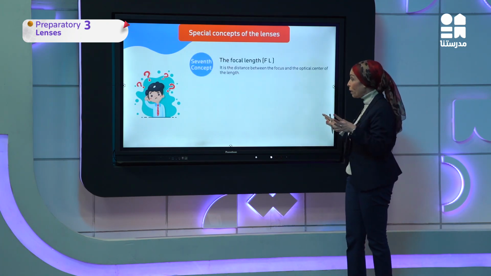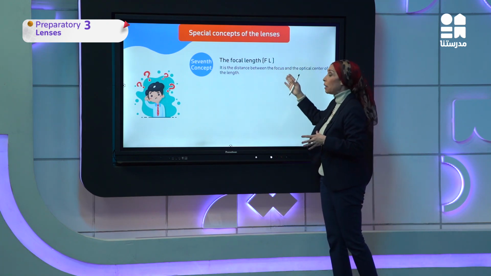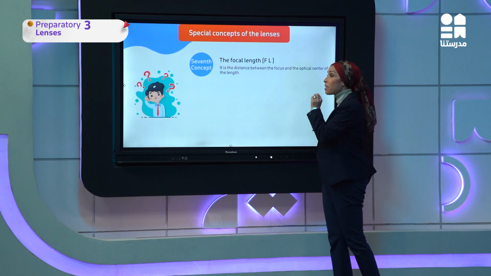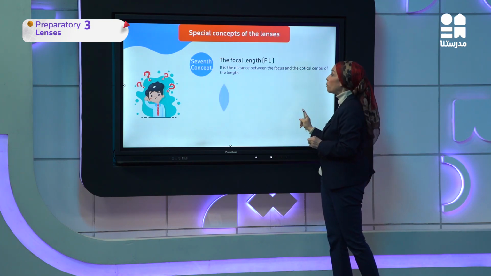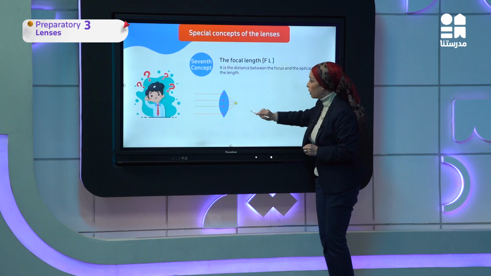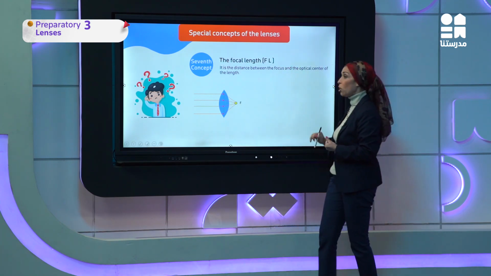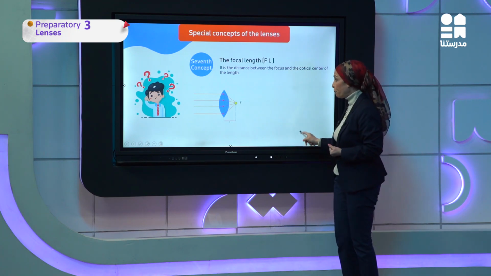So the last one is the focal length. What is the focal length? It's the distance between what? Between, من الاسم, the focus and the optical center of the lens. Here is the focus and here is the optical center. So if I measure it, هو ده definition of the focal length.